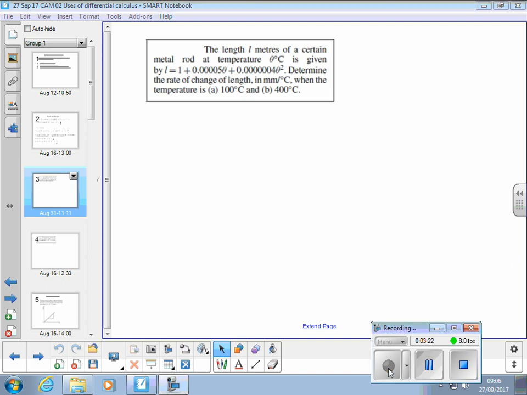Yep, quite correct. Differentiate the given function and then substitute in the values, the two different values for theta, to get the rate of change for those temperatures. Okay, so have a go at that, and then for those watching the video, we'll put the solution up and then I'll run through it afterwards.